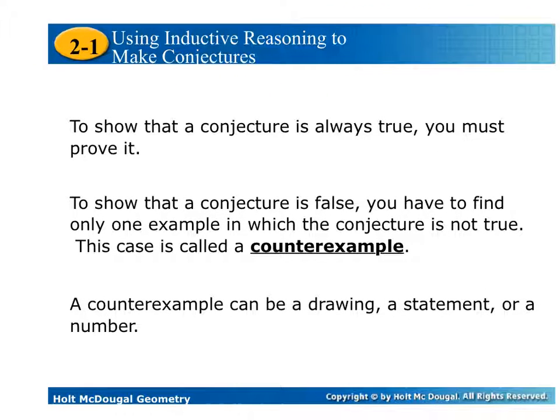To show that a conjecture is always true, you must prove it. To show that a conjecture is false, you have to find only one example in which the conjecture is not true. This case is called a counterexample. A counterexample can be a drawing, a statement, or a number. So when we're proving that something is false, all we need is one example to show that it's false. So this is going to give us a conjecture, and we have to prove it to be false by giving a counterexample.